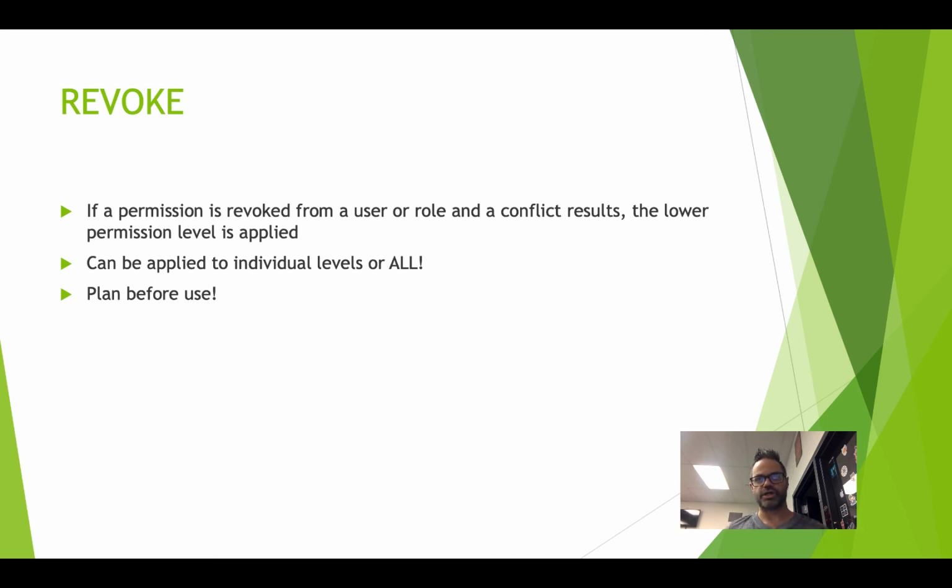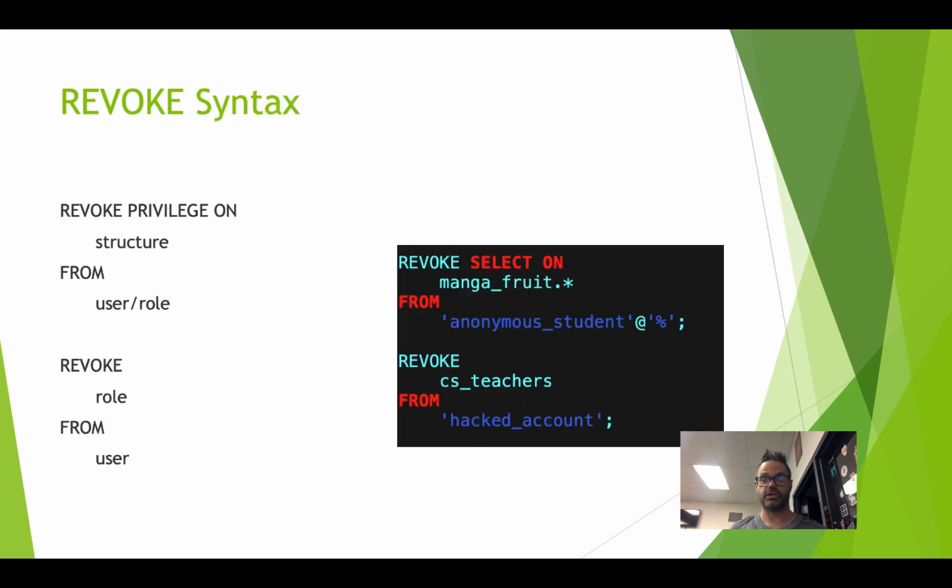And again, just like with grant, you want to plan before use, because when revoking, you're totally removing access to things. So we have our syntax, which is very similar to what we saw for the grant syntax. When we're talking about revoke, we're going to revoke some privilege on a structure from a user or a role. We can also revoke a role from a user. So: revoke select on magrafruit.* from anonymous student at any access. Or revoke CS teachers from a hacked account.